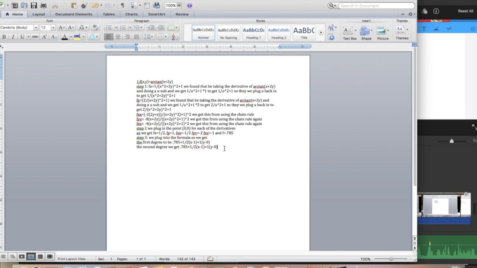Then step 4 we simplify, so we get 0.785 plus 1/2 x minus 1/2 plus y for the first degree, and then the second degree we get 0.785 plus 1/2 x minus 1/2 plus y minus 1 times (x squared minus 2x plus 1), and then negative 1 times (xy minus y), and then we get negative y squared. So step 5, to get our final, we get 0.285 plus 1/2 x plus y for the first degree. In the second degree, we get negative 0.715 plus 3.5 x plus 2y minus xy minus x squared minus y squared.